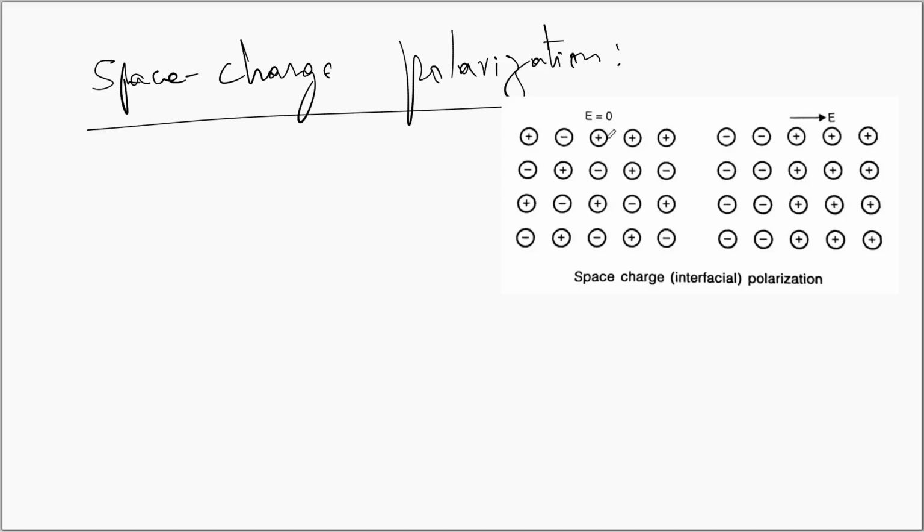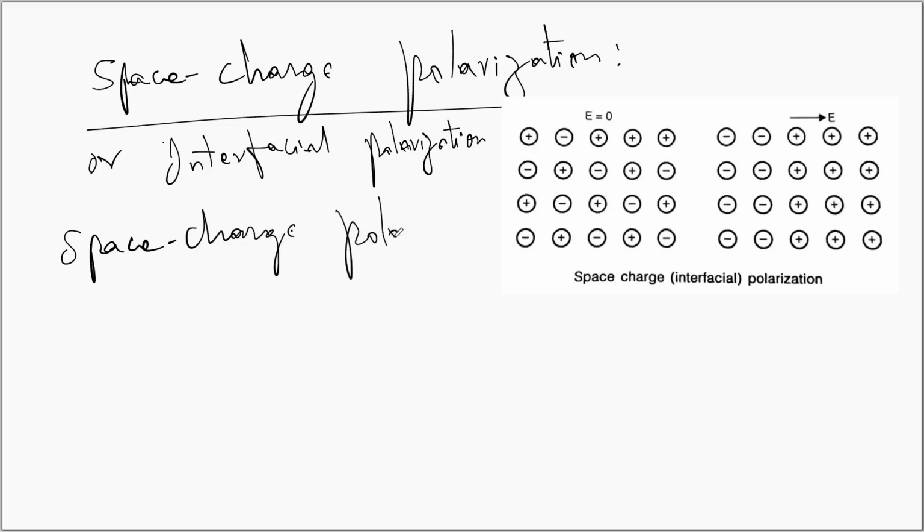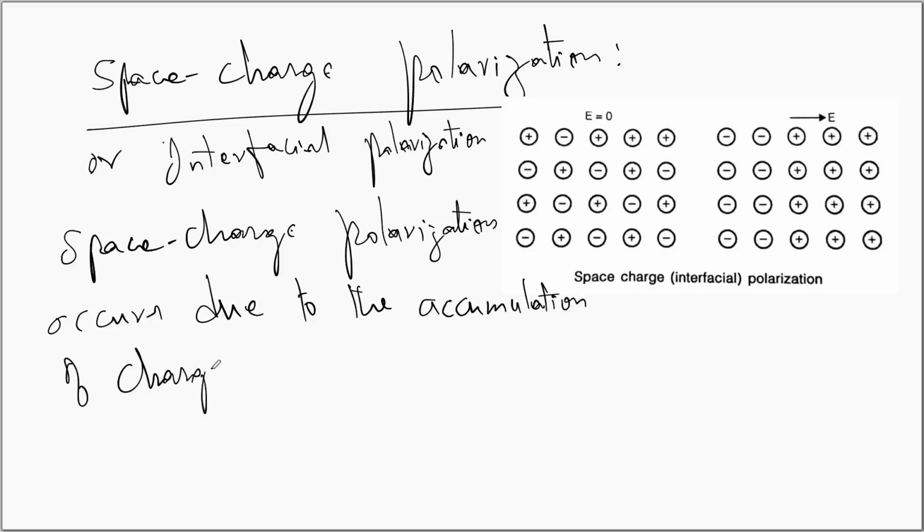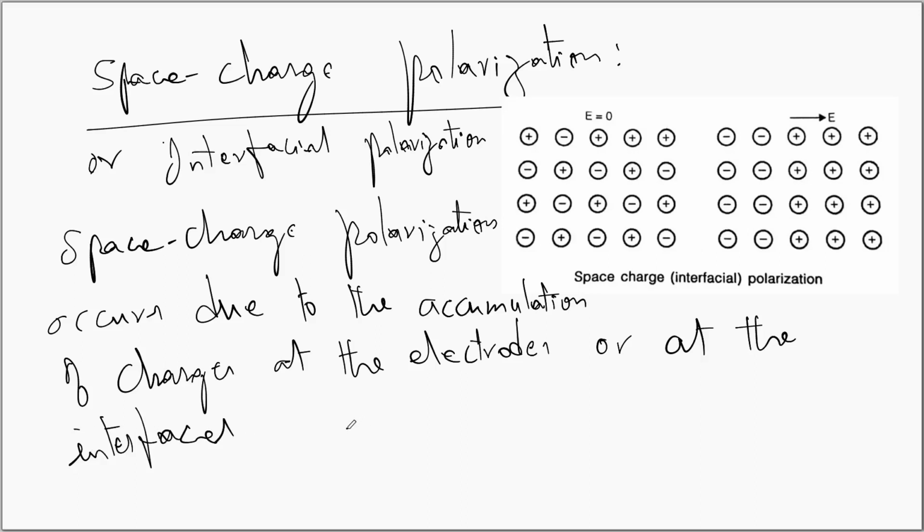In this, migration of the ions is taking place, or the ions are redistributed to produce a polarization that is known as space charge polarization. Space charge polarization or interfacial polarization, that is another name for space charge polarization. Space charge polarization occurs due to the accumulation of charges at the electrodes or at the interfaces in a multi-phase material.